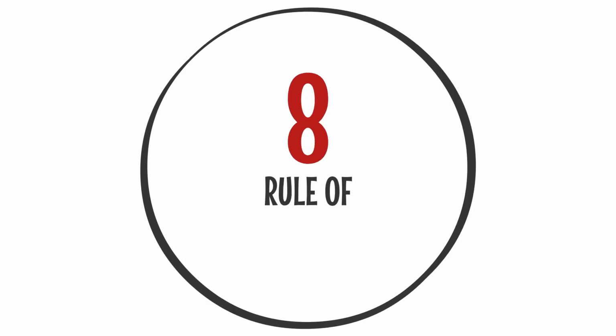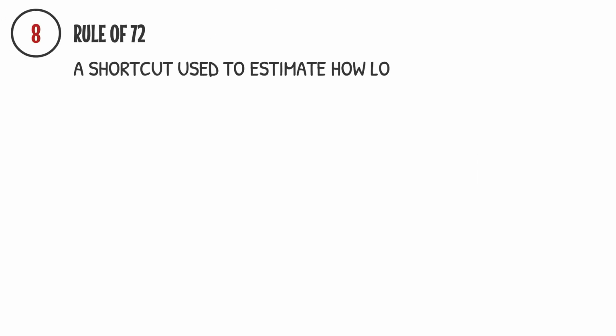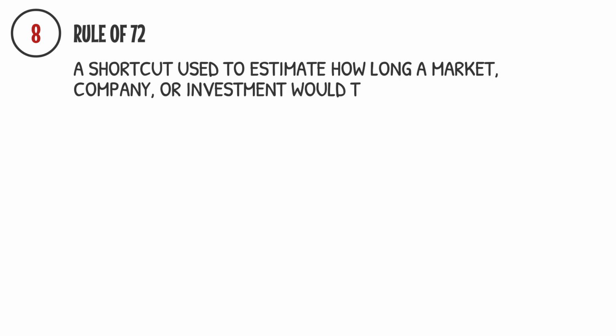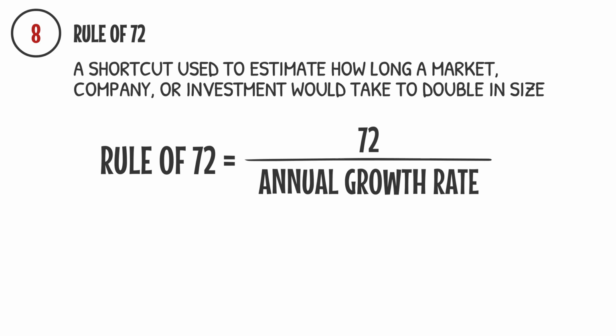Number 8, Rule of 72. The Rule of 72 is a shortcut used to estimate how long a market, company, or investment would take to double in size. To use it, simply divide 72 by the annual growth rate to get an estimate for the number of years needed to double in size.